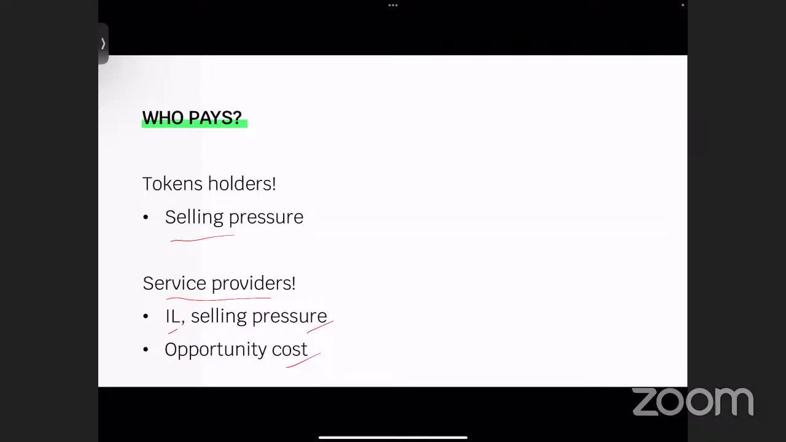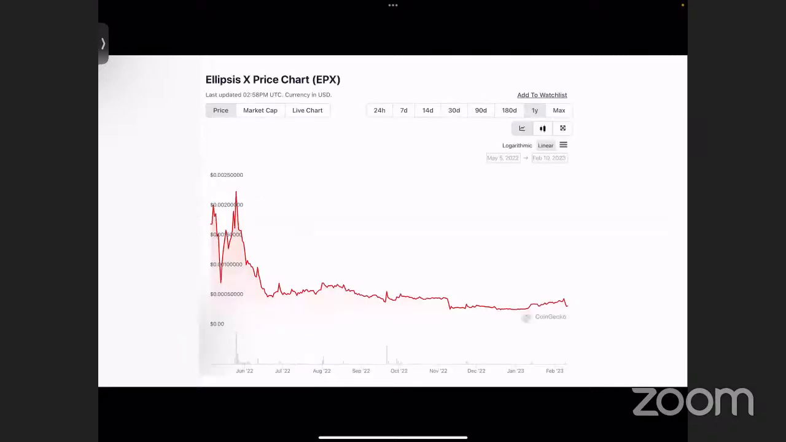And maybe you would have done better if you were doing something else. So, two examples. This is a token, Ellipsis, which is basically a token that is used to farm and dump. And you can see that the price performance has constantly been down. Of course, sometimes there is a small up, but every time the selling pressure comes back.